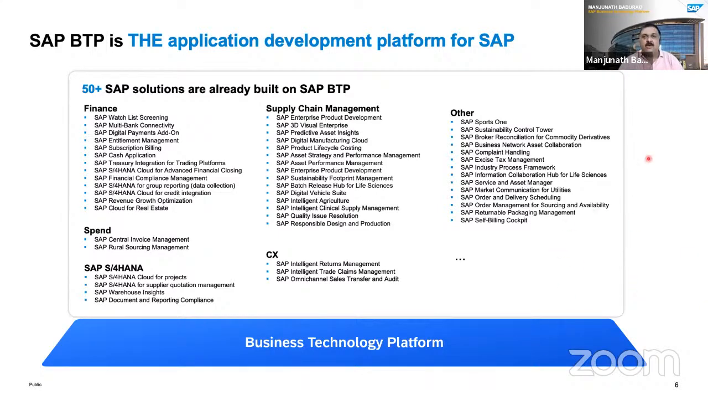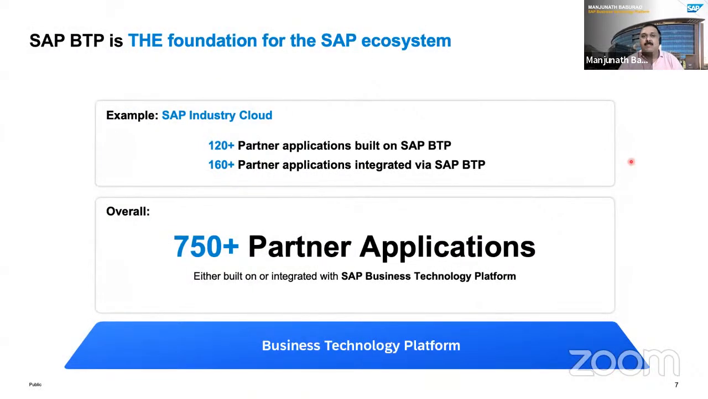Now, I also spoke about ecosystem innovation. So you also see some numbers here. For example, in our SAP Industry Cloud portfolio, we see that almost 120 plus partner applications have already been built on BTP on the industry cloud side of the house, and there are 160 plus partner applications which have integrated themselves with BTP and the cloud portfolio that we have at SAP as well. So overall, if you look at where the ecosystem blueprint is on BTP, we have more than 750 partner applications which are available for our customers, either already built on BTP or already integrated towards SAP BTP.